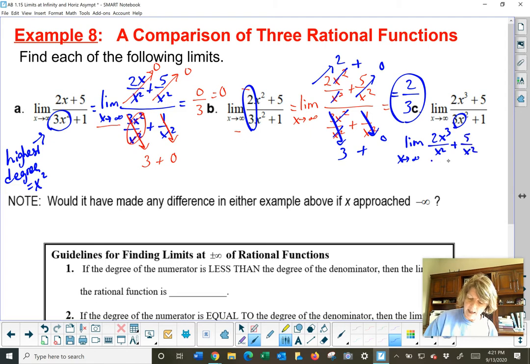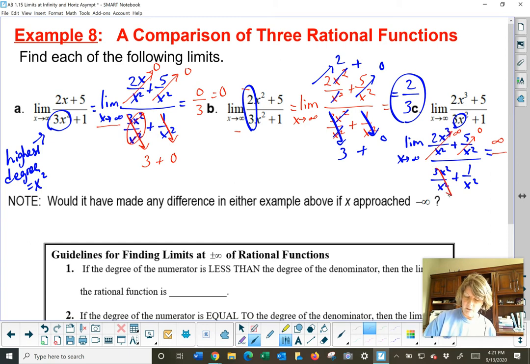You write them down, I'll write them down. 3x squared over x squared plus 1 over x squared. Do your individual term-by-term analysis. The top left term, 2x cubed divided by x squared, would leave me a 2x in the numerator. And if I let x go to infinity, this will go to infinity. The next term, 5 over x squared, goes to 0. 0 plus infinity is infinity.